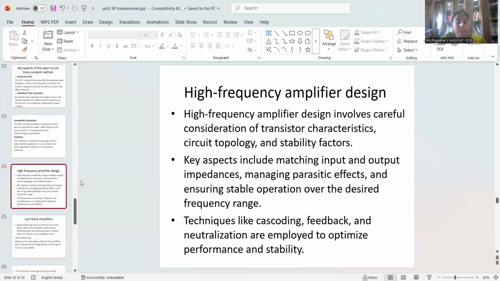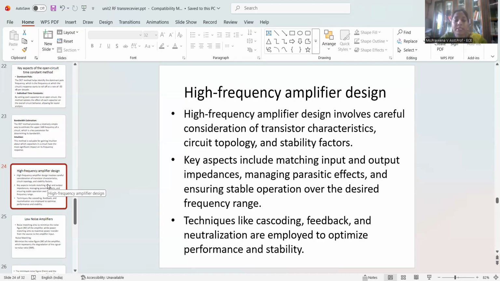And let us see about high frequency amplifier design. High frequency amplifier design is mainly focused on amplifying signals at RF and microwave frequency while maintaining high gain, wide bandwidth, and low noise at stable operation. These are the main constraints of high frequency amplifier design.